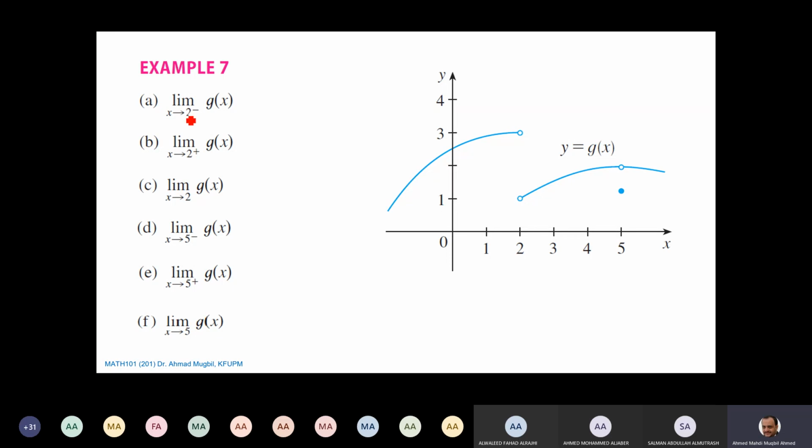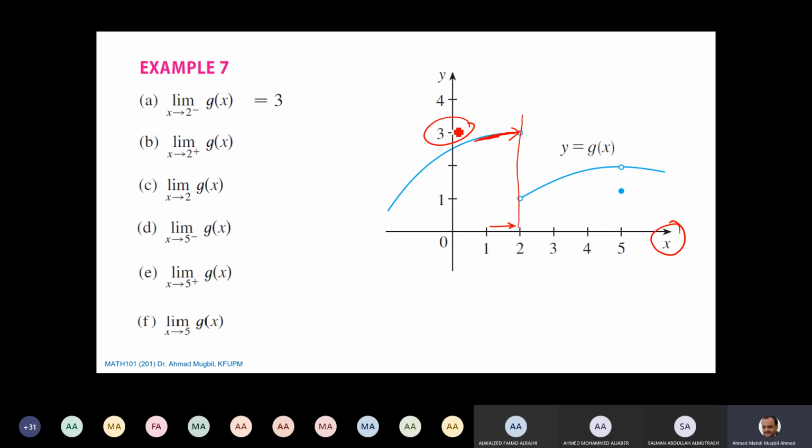What is the limit of this function when x approaches 2 from the left? This is 2, this is x, and this is 2. So we are talking about when x approaches 2 from the left. What will be the function? Doesn't exist? From the left, go up and look where the function is from the left. Here it is. So the function will approach what? 3. The value of y is 3.